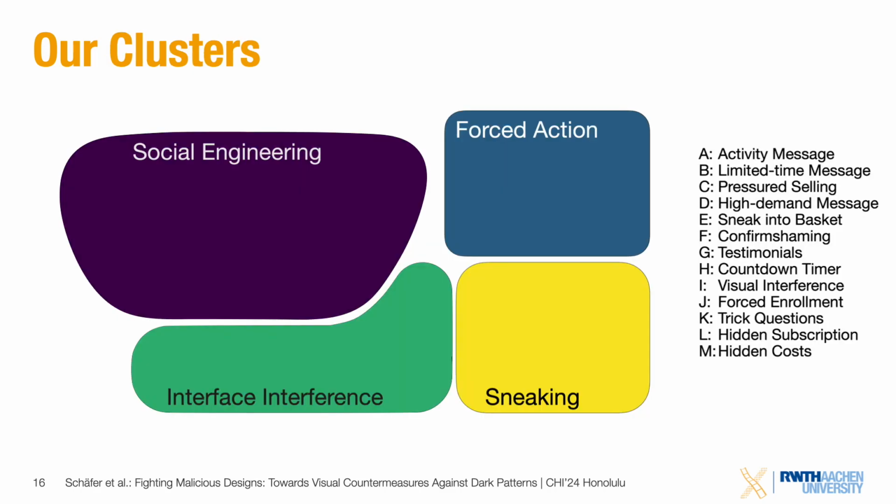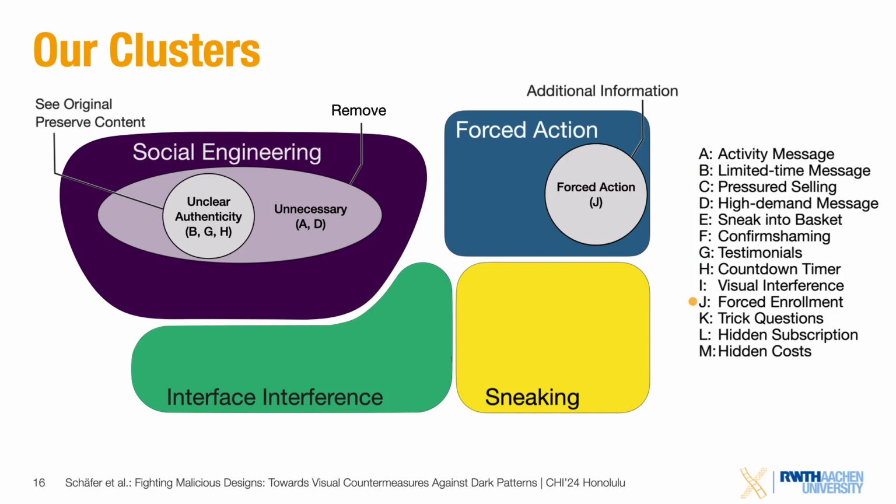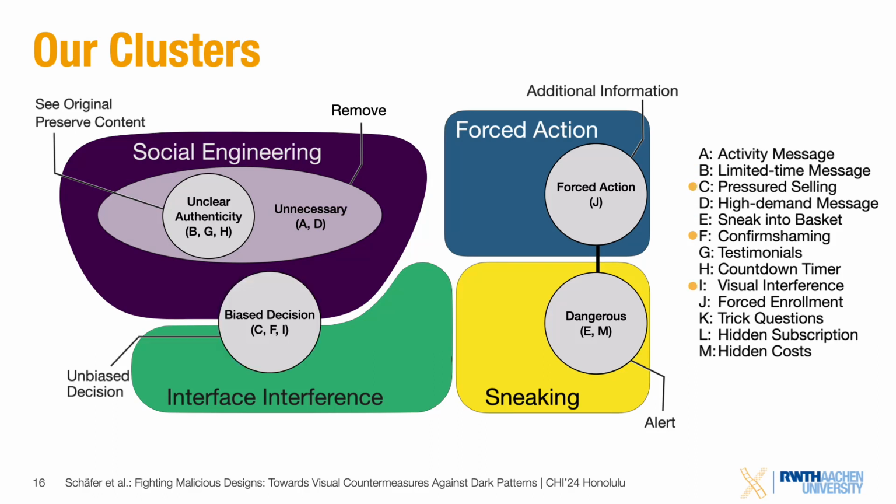If we now place our clusters of dark patterns in the ontology, we get the following. Unnecessary elements, where participants mainly wanted to remove the elements completely, contains only dark patterns from social engineering. The same holds for unclear authenticity, where participants were unsure whether the presented information was real or fake. Forced action stays within the same category in the ontology, while dangerous elements were both sneaking dark patterns. In contrast to the other clusters, biased decision contains dark patterns from two categories, namely interface interference and social engineering. The same holds for complex elements, where one pattern belongs to interface interference and one to sneaking.